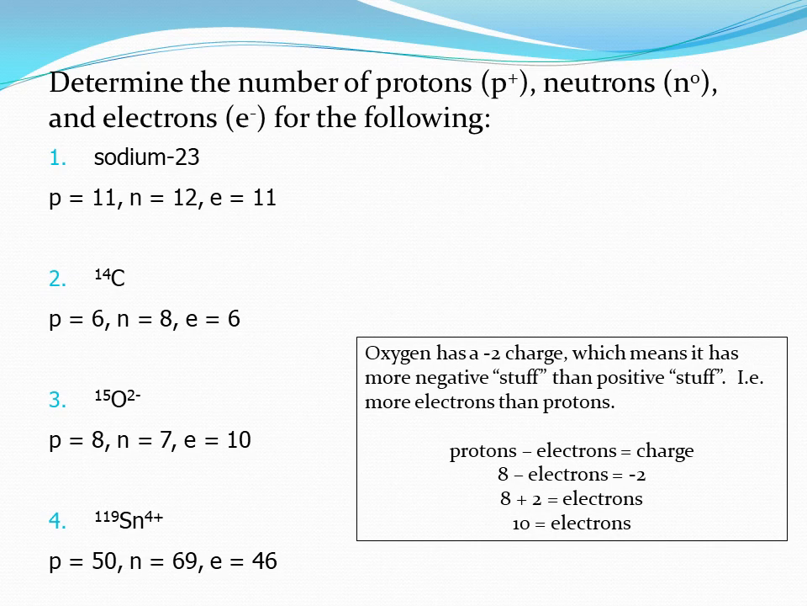But because now we have a 4+ charge, we have more protons, or more positive stuff, than electrons, so more positive than negative. If you use the equation again in the box on the right, plug in 50 for protons. We're trying to still solve for electrons, but you have a 4+ charge. So 50 minus what gives you your charge? Yeah, so the answer is 46. 50 minus 46 gives you a 4+ charge.